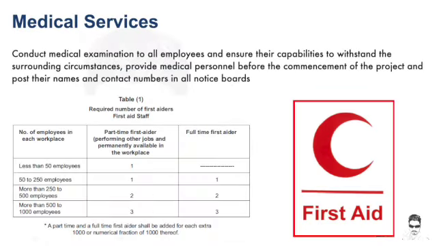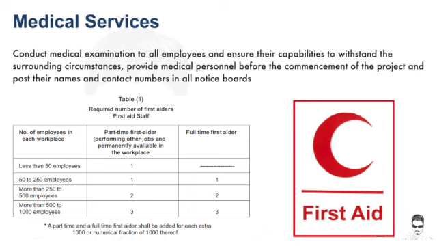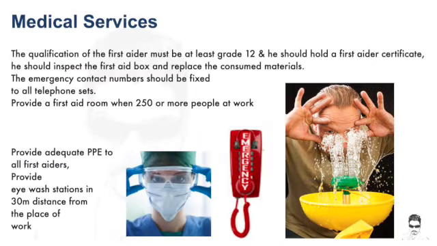Conduct medical examination to all employees and ensure the capabilities to withstand the surrounding circumstances. Provide medical personnel before the commencement of the project and post their names and contact numbers in all notice boards. The qualification of the first aider must be at least grade 12 and he should hold a first aider certificate. He should inspect the first aid box and replace the consumed materials. The emergency contact numbers should be fixed to all telephone sets.